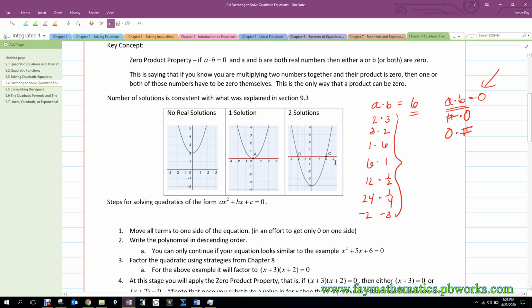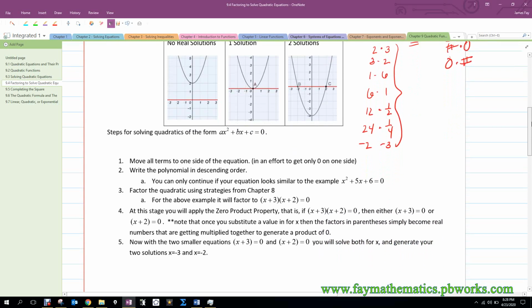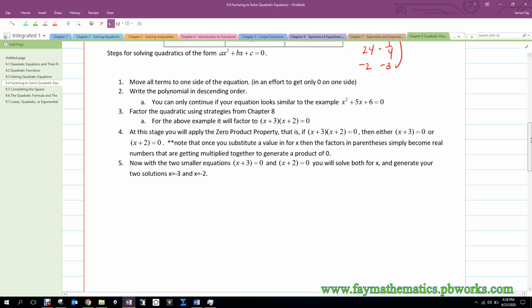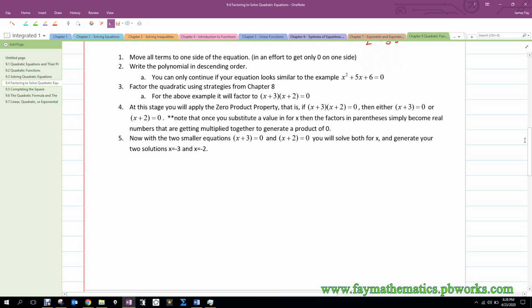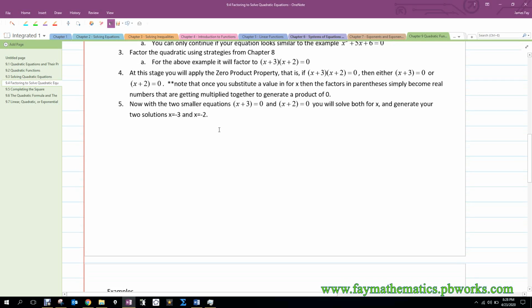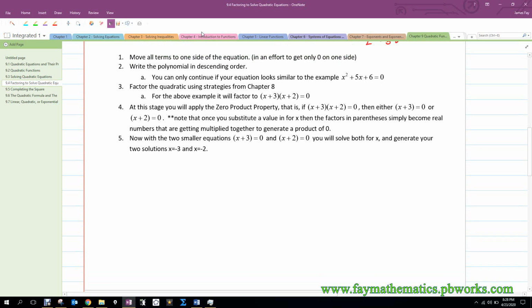Okay. I just went ahead and put some steps here. I'm not a big steps person. I think you guys have witnessed that and realized that through the course. But if you get in a little bit of a sticky situation, not sure what to do, these steps can help. The one thing that you're going to have to do initially is make sure that you move all your terms to one side.